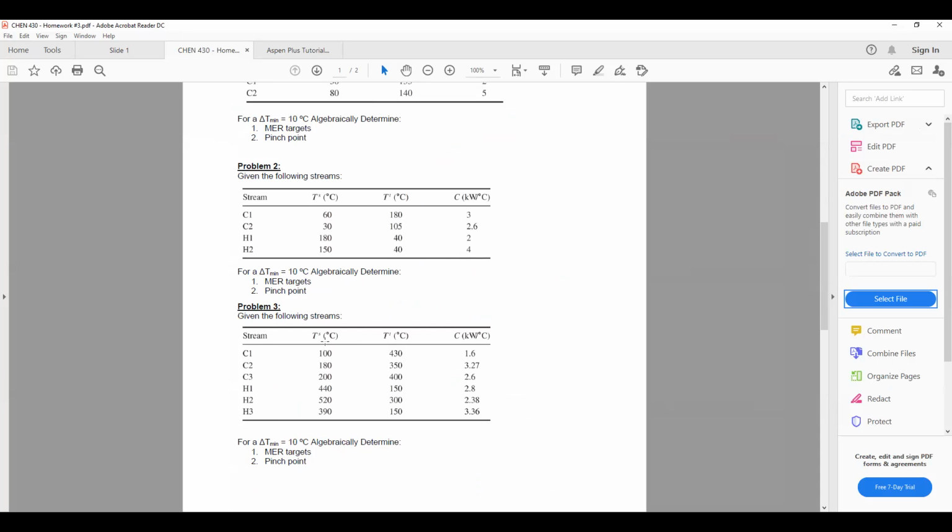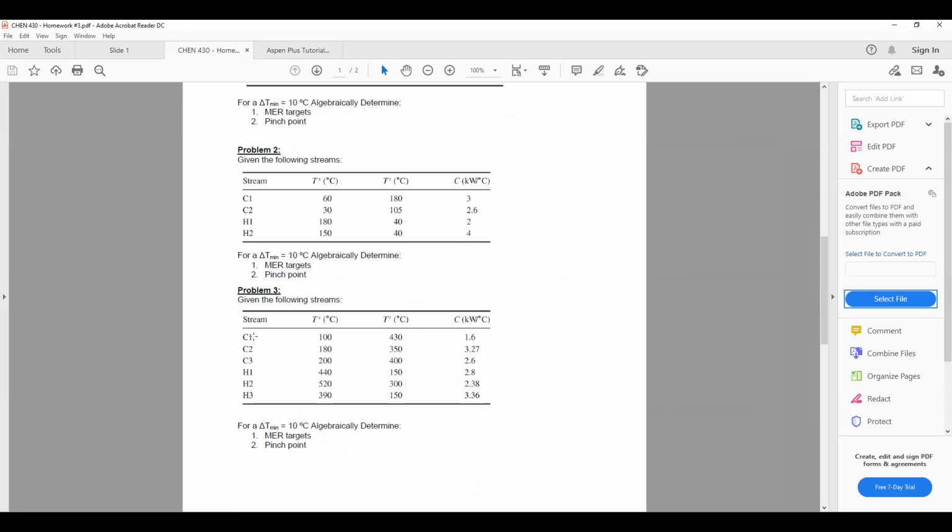Problem number 3, you're given a lot of streams now, and the same thing is going to apply. It's just an exercise in mentally managing a lot more streams. Okay, so let's work through it. It should be fine. It's not really a big deal. You follow the steps, you'll get the answer, right?